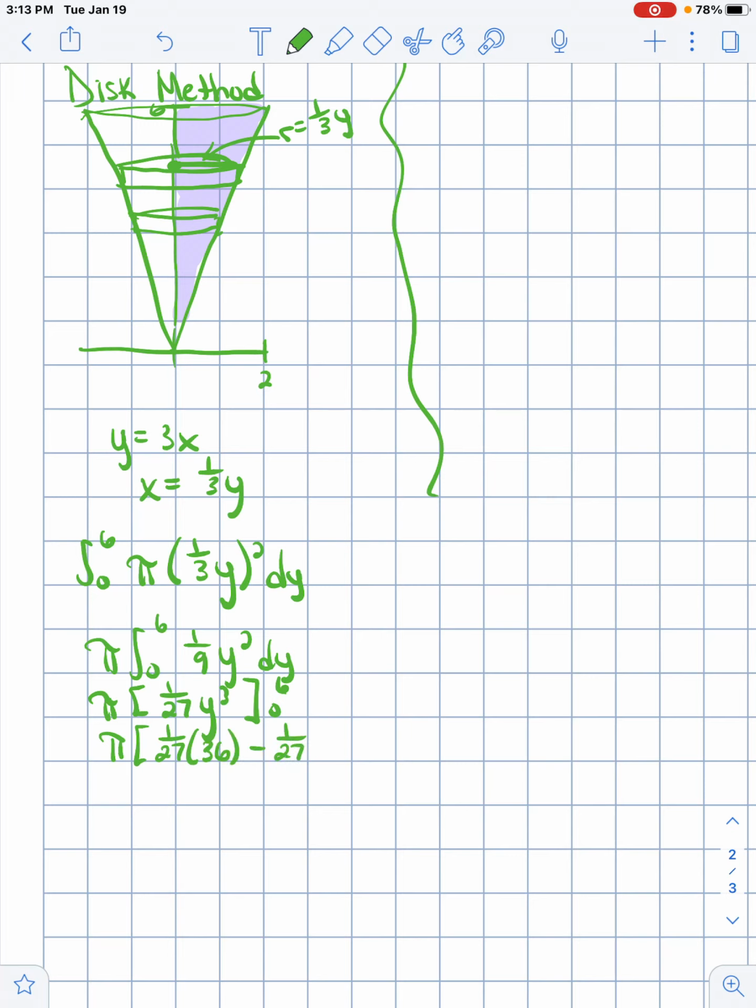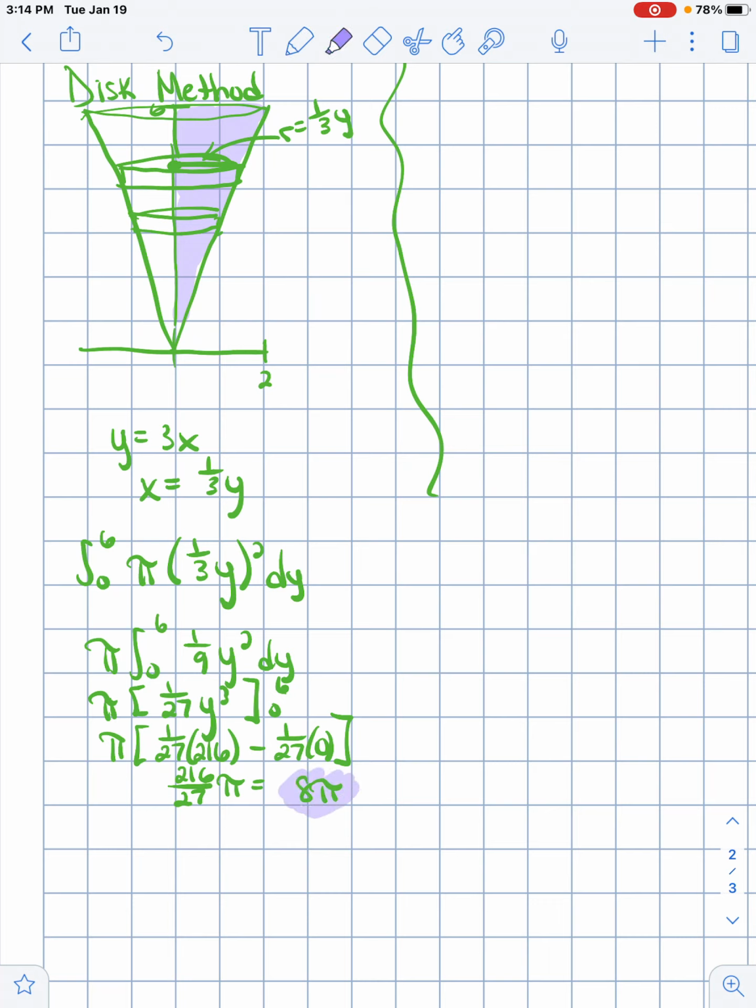1/27 times 36. I'm going to plug in 0. 27 times 0. And I get 36/27 pi, which reduces to 4 pi over 3. Did I do that right? Oh no, because it's 6 cubed. It's 216, not 36. You caught that, didn't you? You just didn't want to say anything. So it's 6 cubed, which is 216. And then 216 over 27 pi is the same thing as 8 pi.